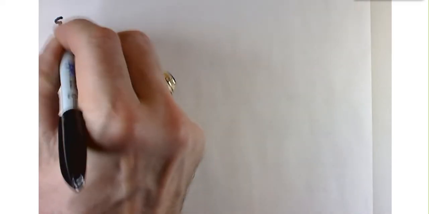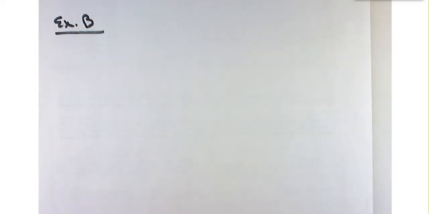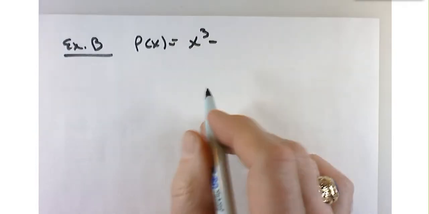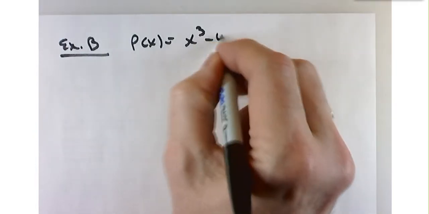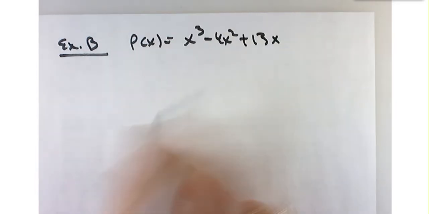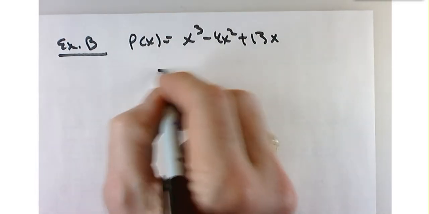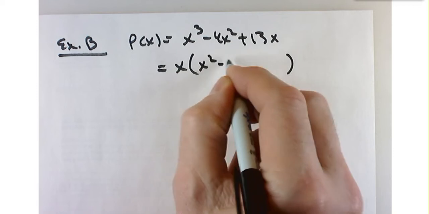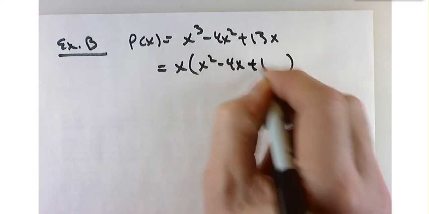Let's see if we can apply that to example B here. So for example B, we've got p of x is x to the third minus 4x squared plus 13x. And like the last one, I'm going to start by factoring out the x. This time I can only factor out 1x. That's okay.